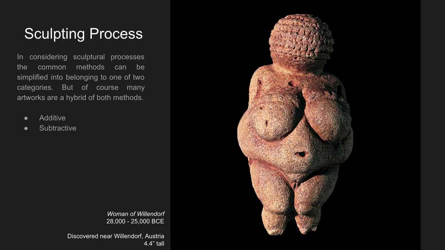Three-dimensional art. Sculptural objects. In considering sculptural processes, the common methods can be simplified into belonging to one of two categories. But of course, many artworks are a hybrid of both methods. One of the categories is additive, and the other is subtractive. This is a photograph of an ancient sculpture known as the Woman of Willendorf, discovered near Willendorf, Austria. It dates between 28,000 and 25,000 years ago.